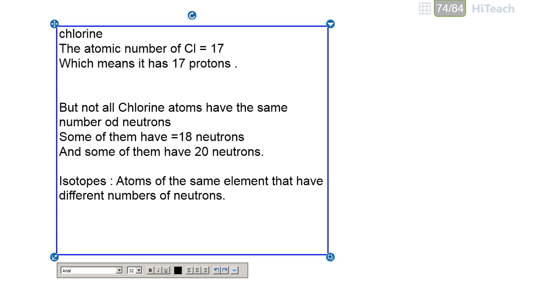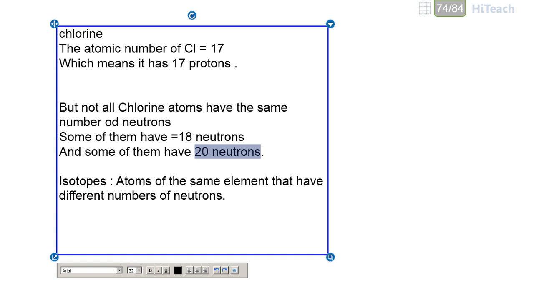As in the example that I mentioned here, chlorine, the same type of element, some of the atoms have 18 neutrons, some of them have 20. What do we call these atoms? They are atoms of the same element, but they have different numbers of neutrons. We call them isotopes. For chlorine isotopes, some chlorine atoms have 18 neutrons, some of them have 20 neutrons.